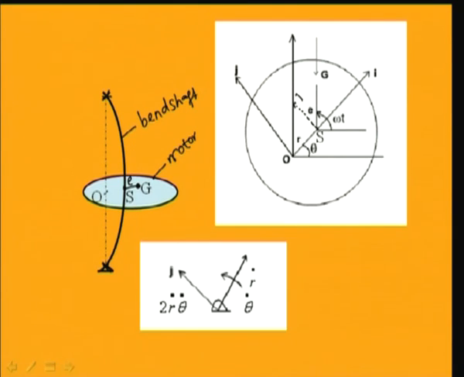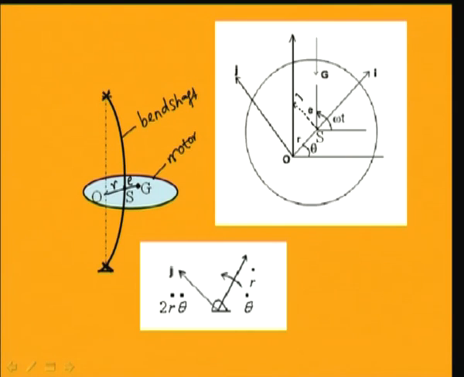As this distance R is changing with time, I can call its velocity R dot, and it is simultaneously rotating. As it is simultaneously rotating and there is a change in velocity, this point will be subjected to a Coriolis force.